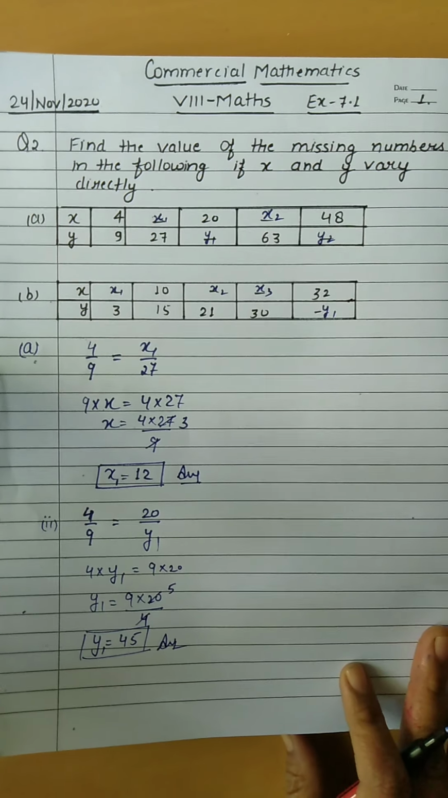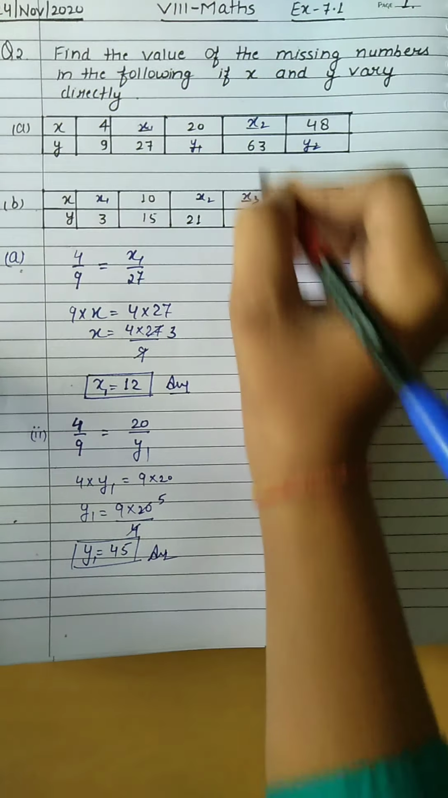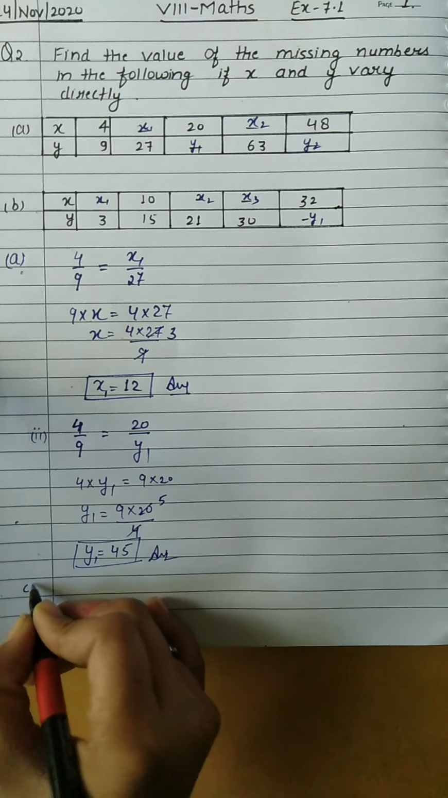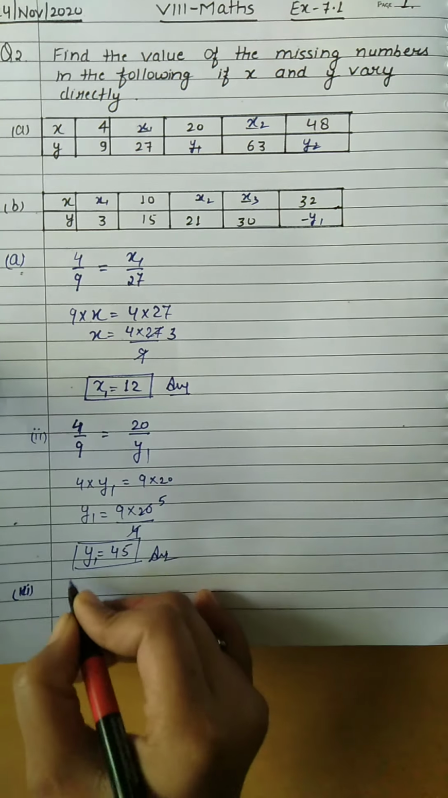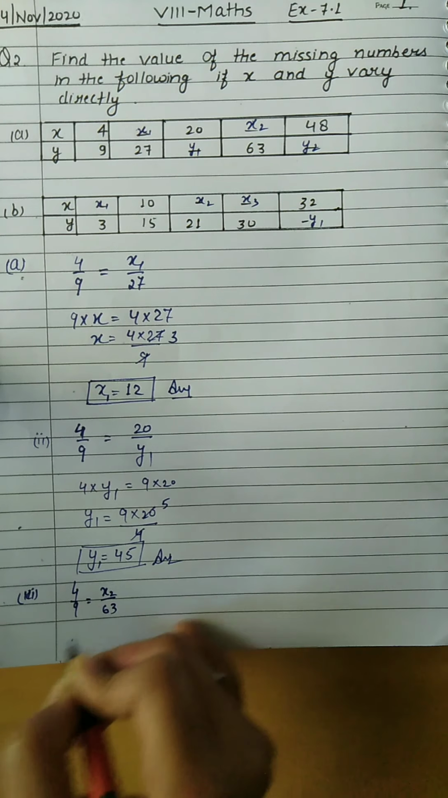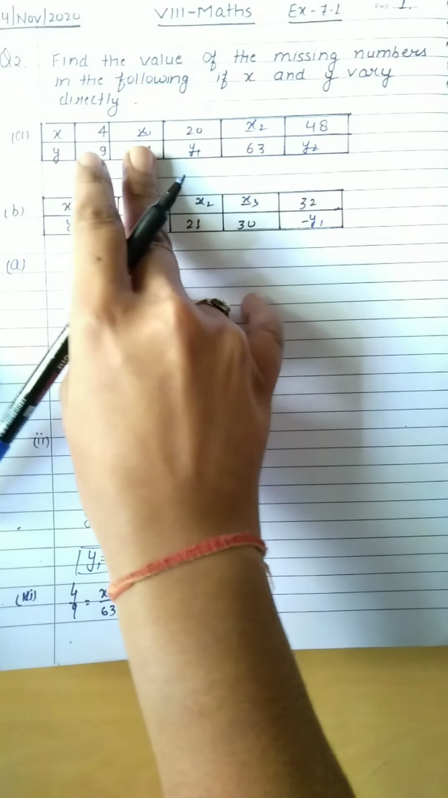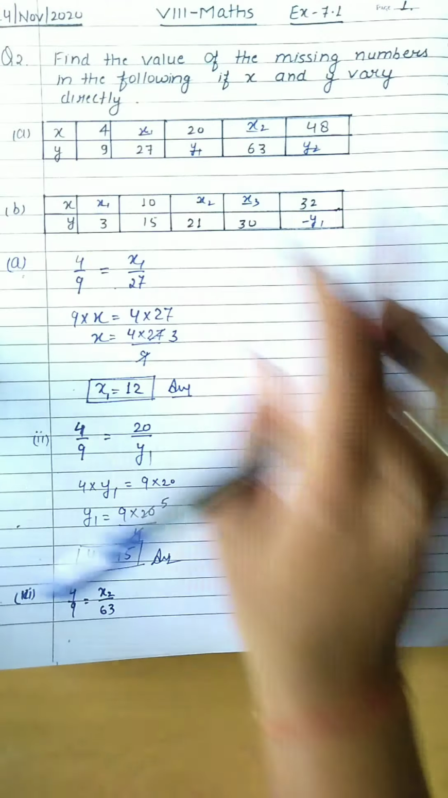Is that clear? Okay, next one is x2. So what is the value of x2? Yes, third part is here. 4 upon 9 is equal to x2 upon 63. Okay student, that means 4 upon 9 is the complete ratio and it is equal to the whole ratio. Okay, why? Because x and y is vary directly.